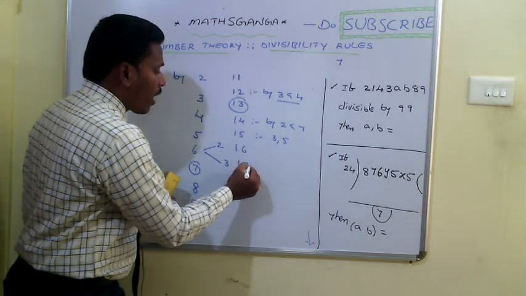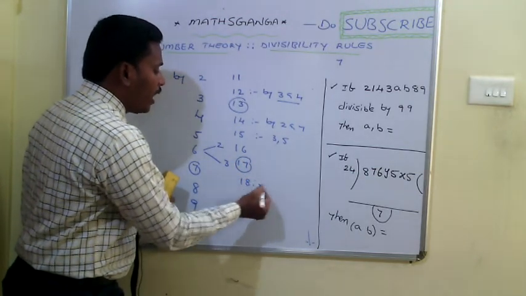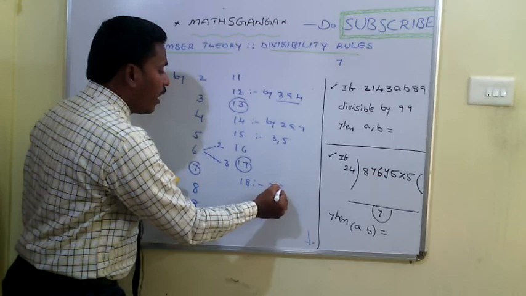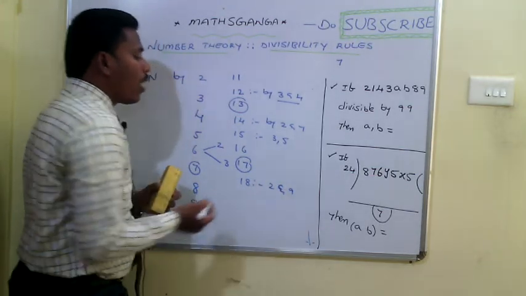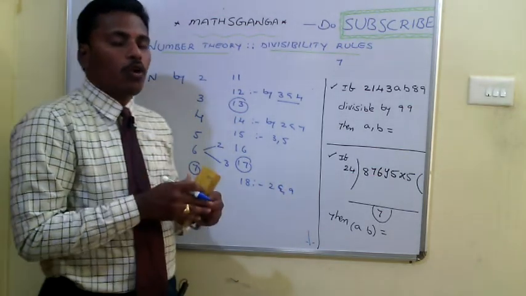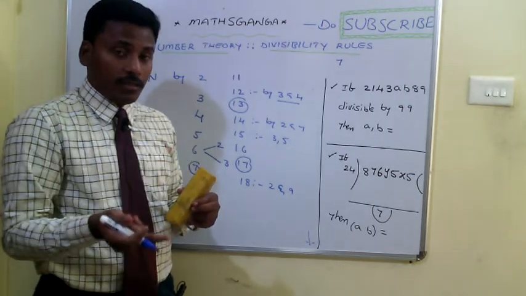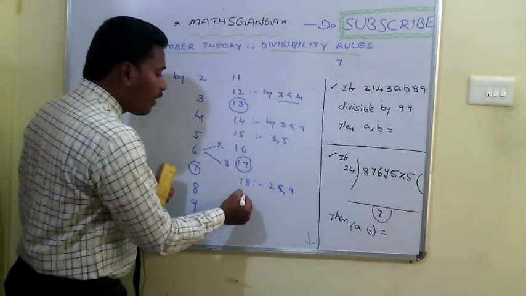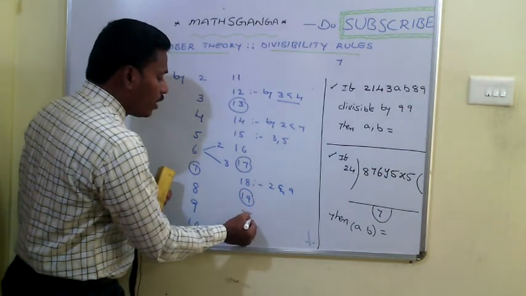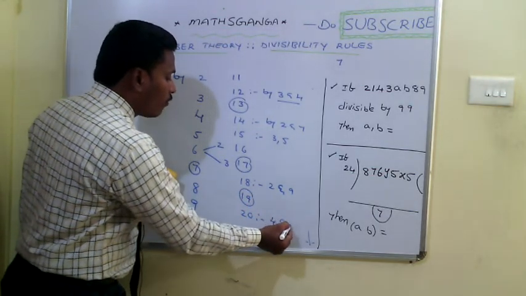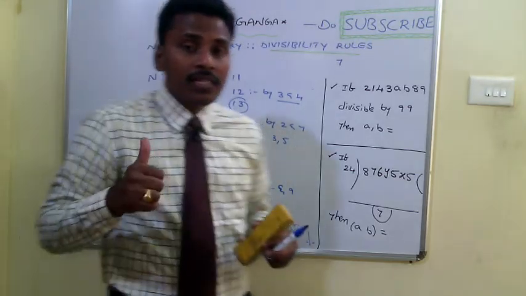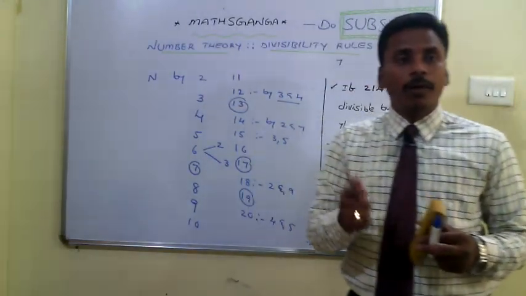Coming to 17 is a prime, and coming to 18, a number is divisible by 18 if it is divisible by 2 and 9. We have to select 2 and 9 only. We can't select 3 and 6. Why? Because 3 and 6 have common factors. And then 19 is a prime. For 20, we have to observe 4 and 5. So a number is divisible by 20 if it is divisible by 4 and 5.